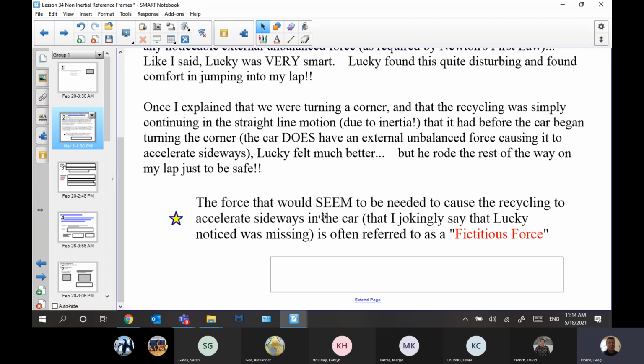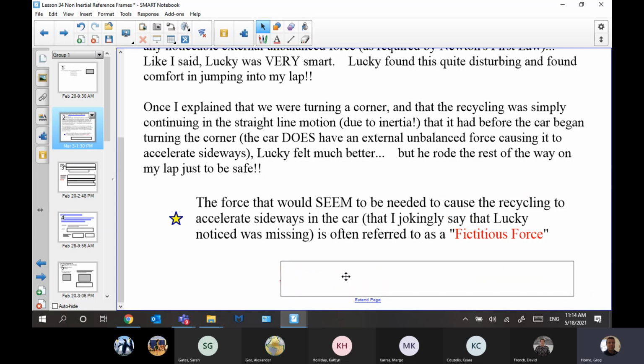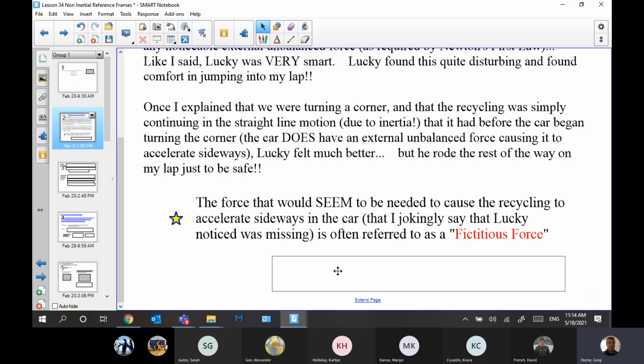Anyway, so the force that would seem to be needed, in that context, all of a sudden the cans are accelerating sideways in the car, right? So it seemed to Lucky, or it would seem to anybody, that they would need a force to accelerate sideways. And so I jokingly said that, of course, Lucky noticed that was missing. And that force that he's noticing is missing is often referred to as a fictitious force. Okay. So is there actually a force needed to accelerate those cans sideways in the car? No. It's fully explainable based on the actual motion of the car turning a corner, right?